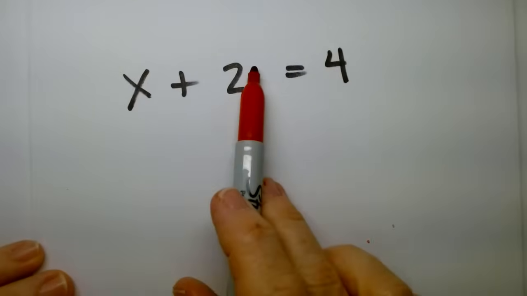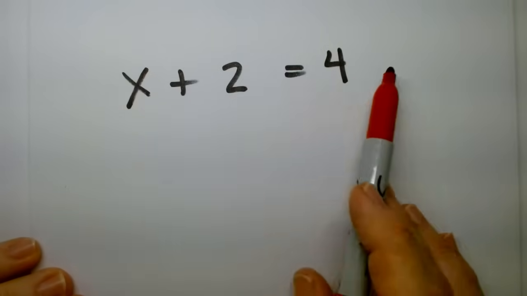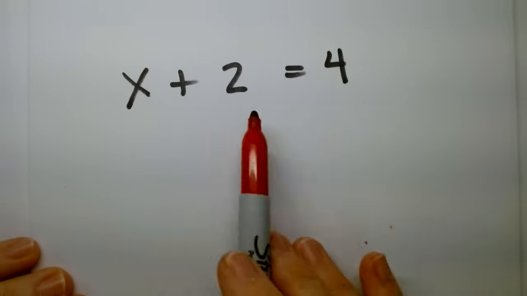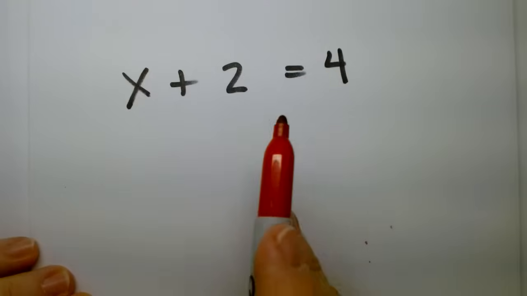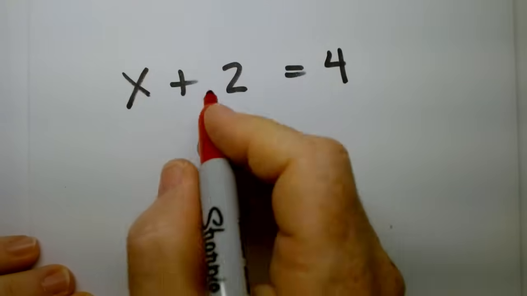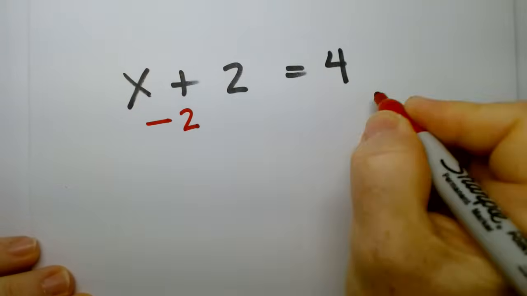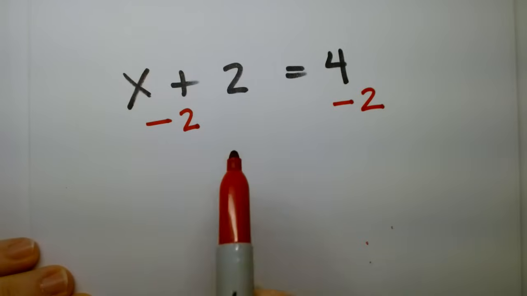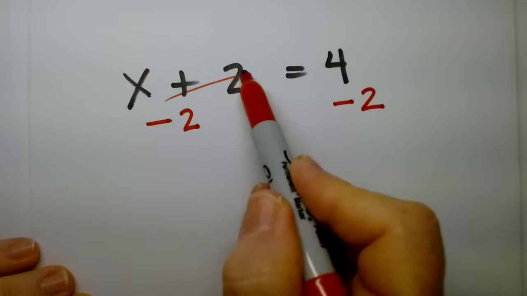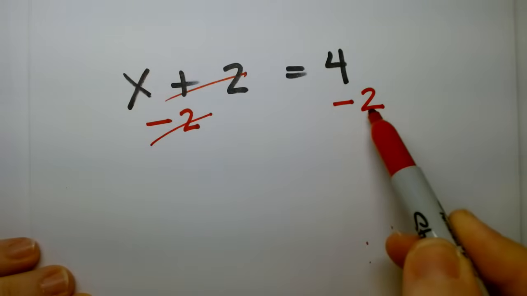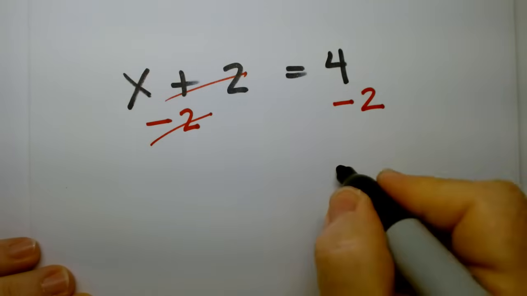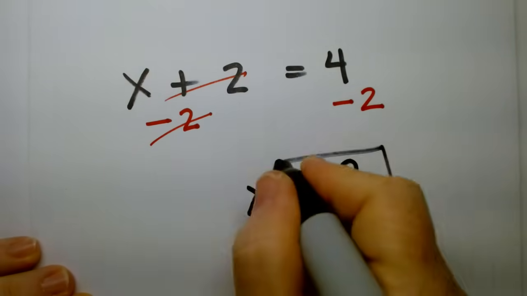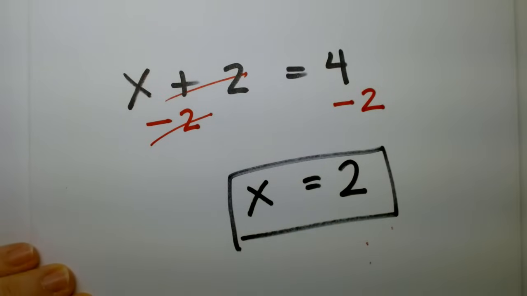With equations, anything you do to one side, you've got to do to the other. If anyone's ever been babysitting little kids, you know you can't give one an ice cream cone without the other one being upset, right? So whatever you do to one side, I'm going to say minus 2 on both sides. Plus 2 and minus 2, they cancel. 4 minus 2 gives me 2. There's nothing else here besides the x. X equals 2. That's it.